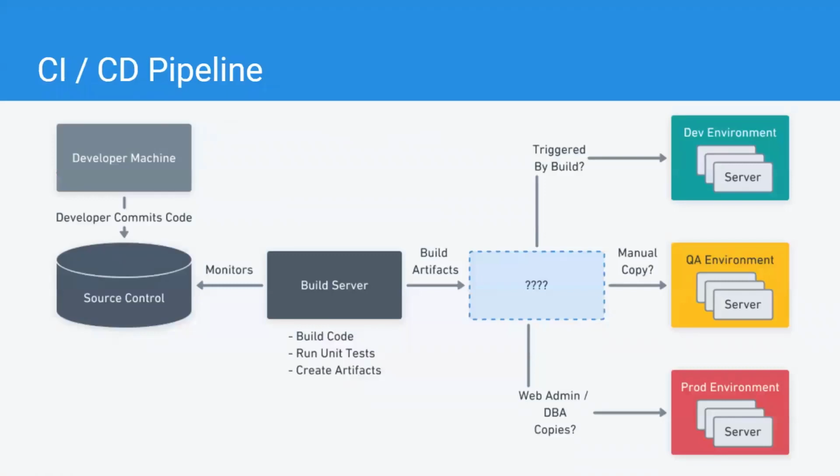For anyone who's not heard of Octopus or what it does, this is the common CI/CD pipeline that we normally see. We have a developer who checks some code into source control, and a CI build server monitors that source control, picks it up, builds it, runs some unit tests, creates artifacts or application packages, and then from there gets those packages to development, QA, and prod.